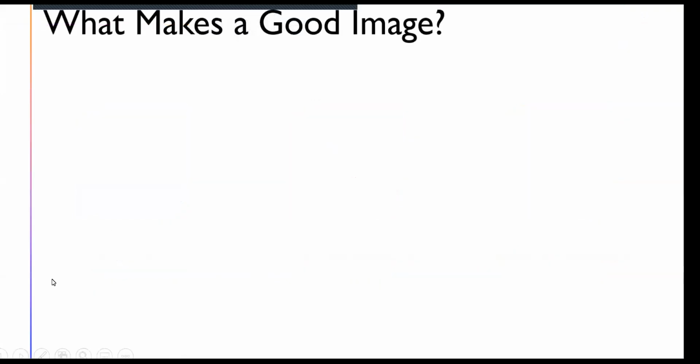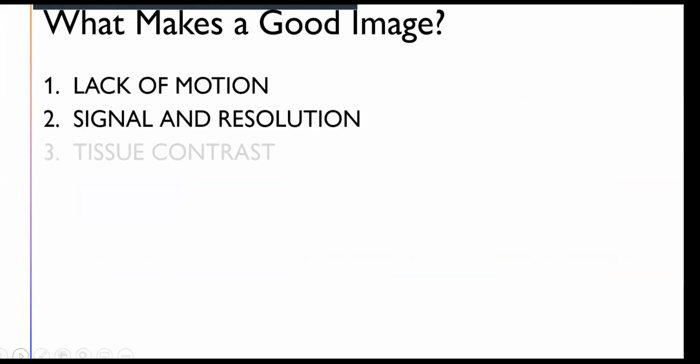So what makes a good image? Before we need an MRI, we have to look at whether it is a good image or not. Actually, there are three things we need from the MRI to be a good image. First of all is lack of motion. Second is signal and resolution, which are two points separately discussed. And we have tissue contrast, whether the tissue is contrasted according to T1 and T2.